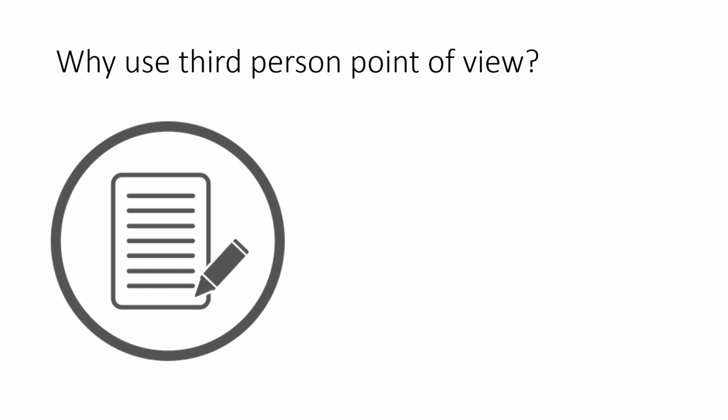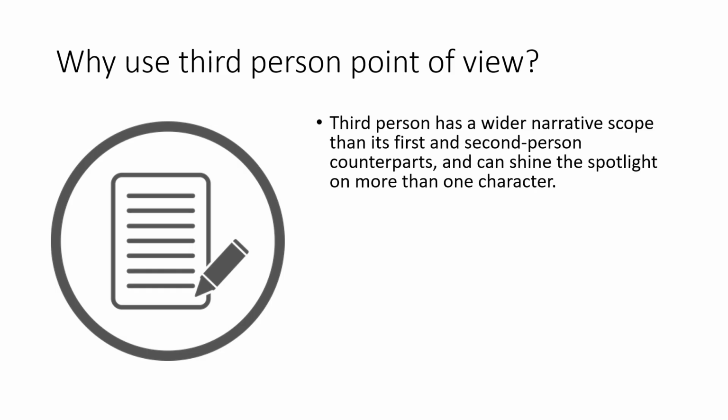So why do we use the third person point of view? Well, the third person point of view has a much wider narrative scope than the first or second person. And we can put a spotlight on something that we want to in regards to conveying information to the reader. This is done a lot of times in other forms of writing, but for us it just gives us a wider narrative scope. Instead of saying I, we can say, like I said, the inspector.